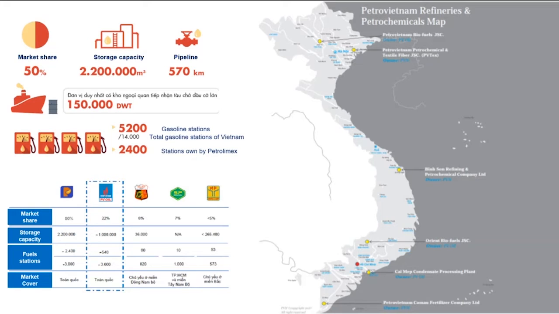In Vietnam, Petrolimex has a market share of around 50%, and they also have their own oil and gas storage farm. Petrolimex is the only partner, the only customer. They own their pipeline to supply the oil and gas to the customer.